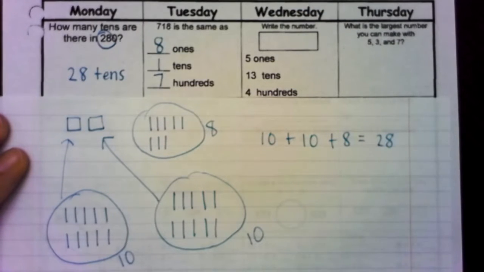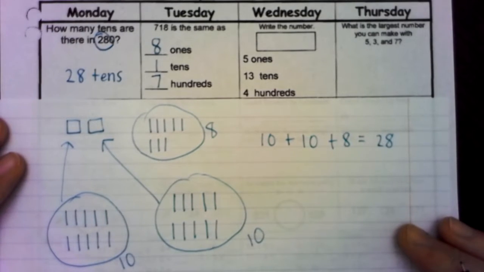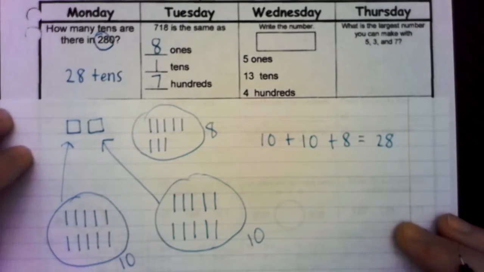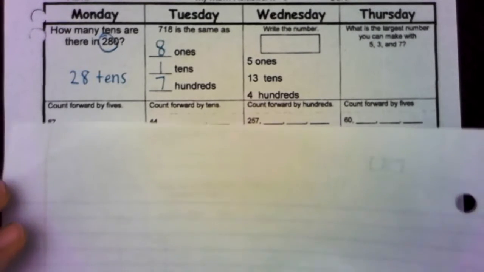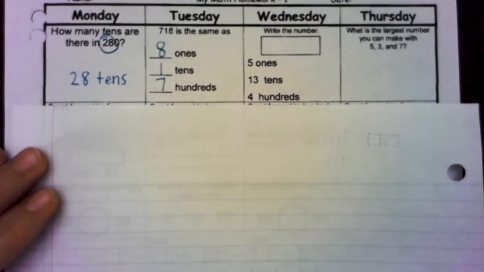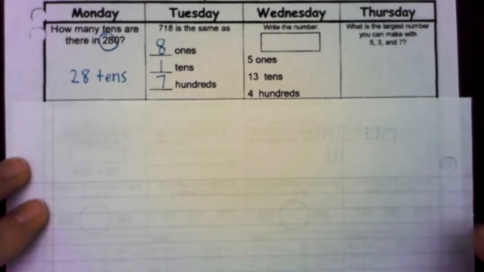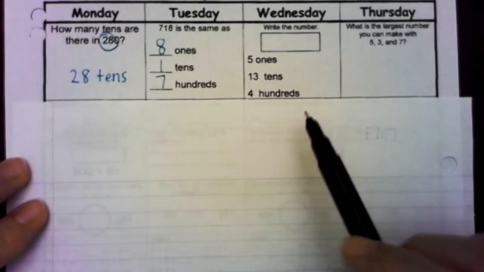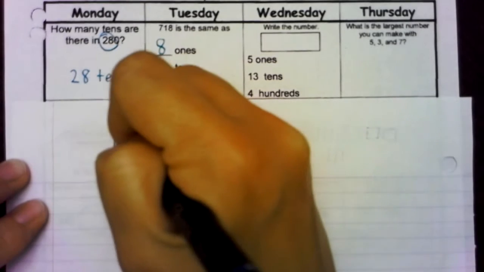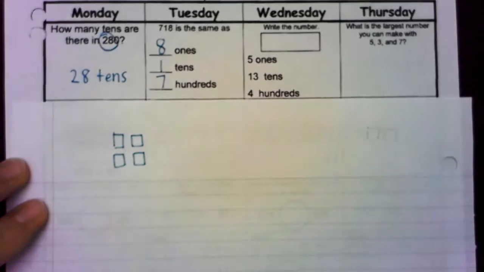Okay, the next problem you have says to write the number that has 5 ones, 13 tens, and 4 hundreds. So let's think about that for just a minute. Get a piece of scrap paper because I want to draw this one out to help me. Good mathematicians do drawings all the time to figure things out. Okay, so I'm going to go ahead and draw this out. I'm going to draw out those 4 hundreds first. Okay, there's my 4 hundreds.